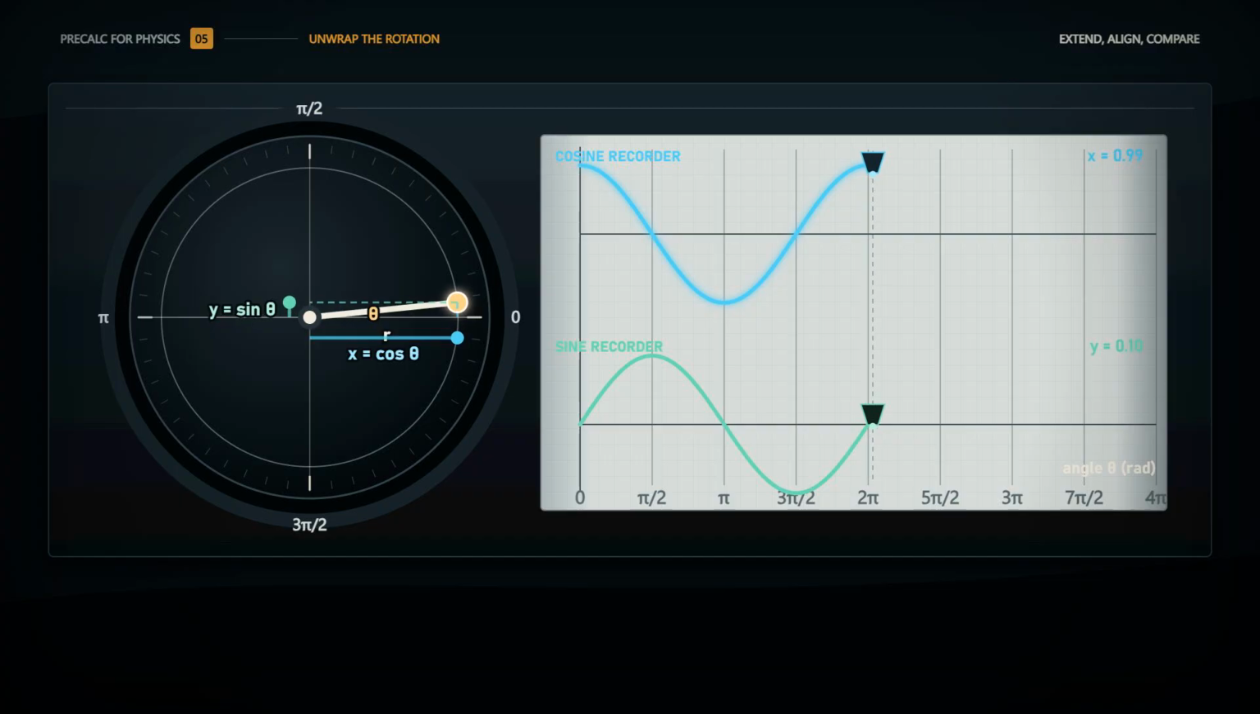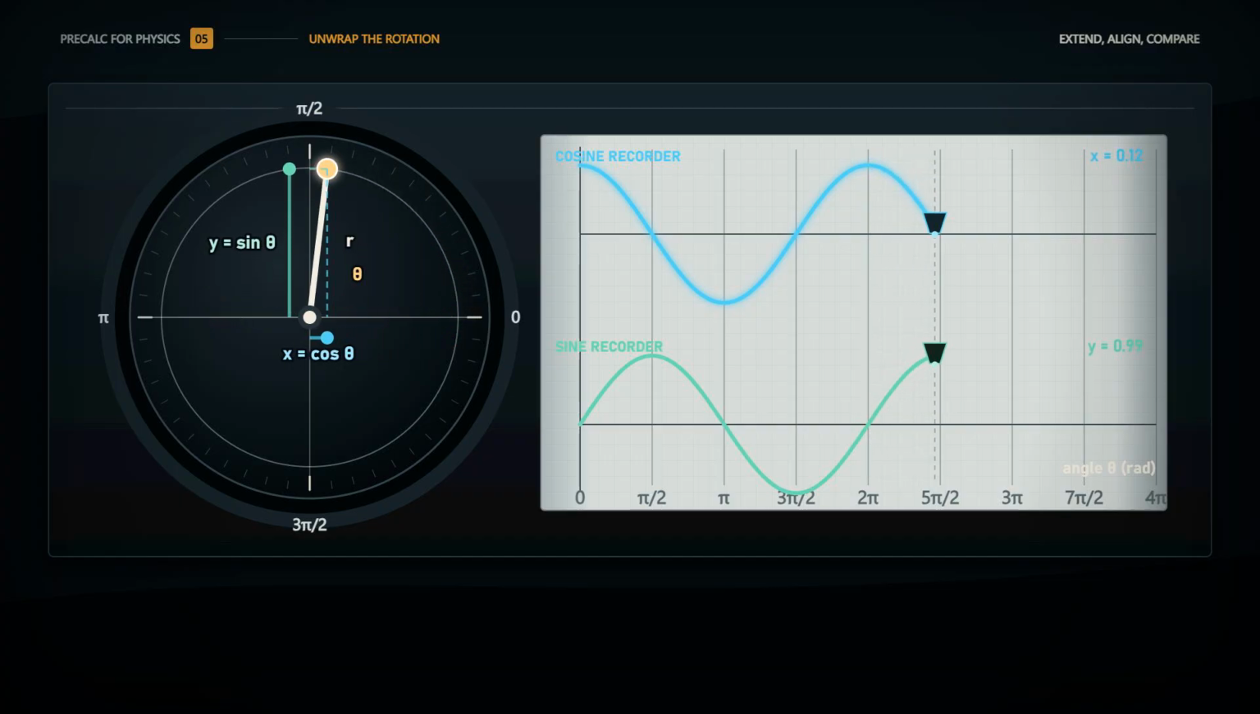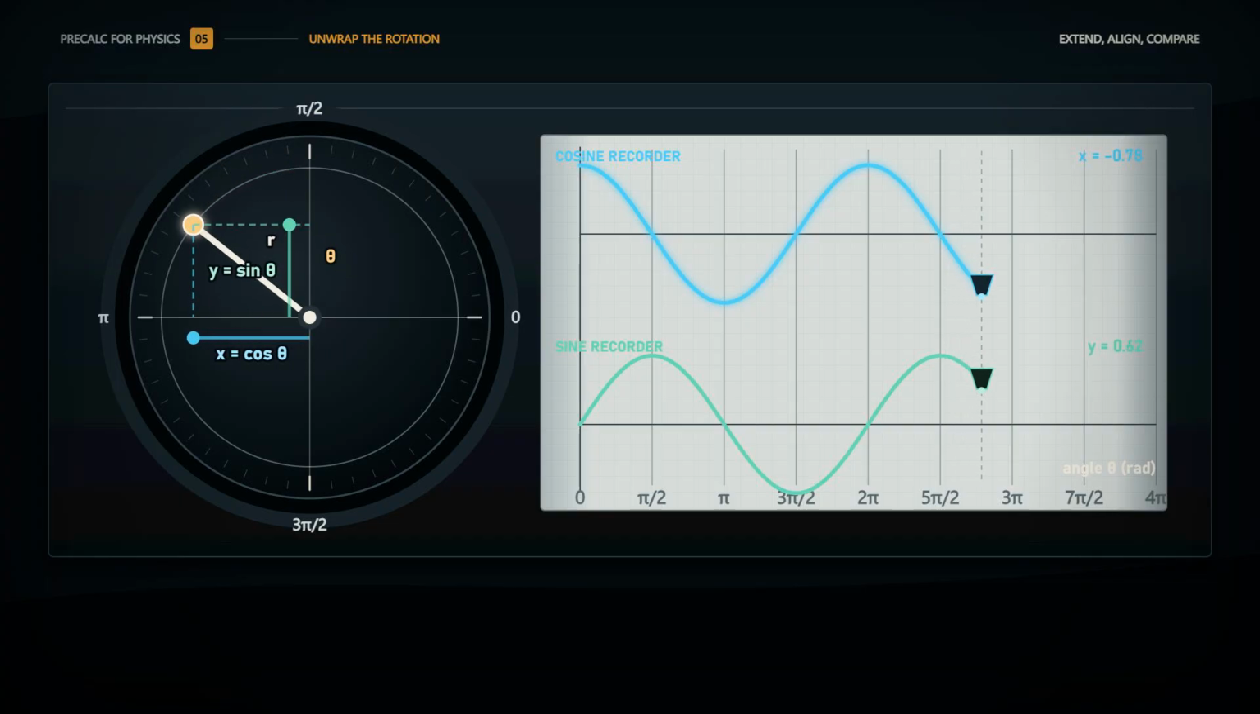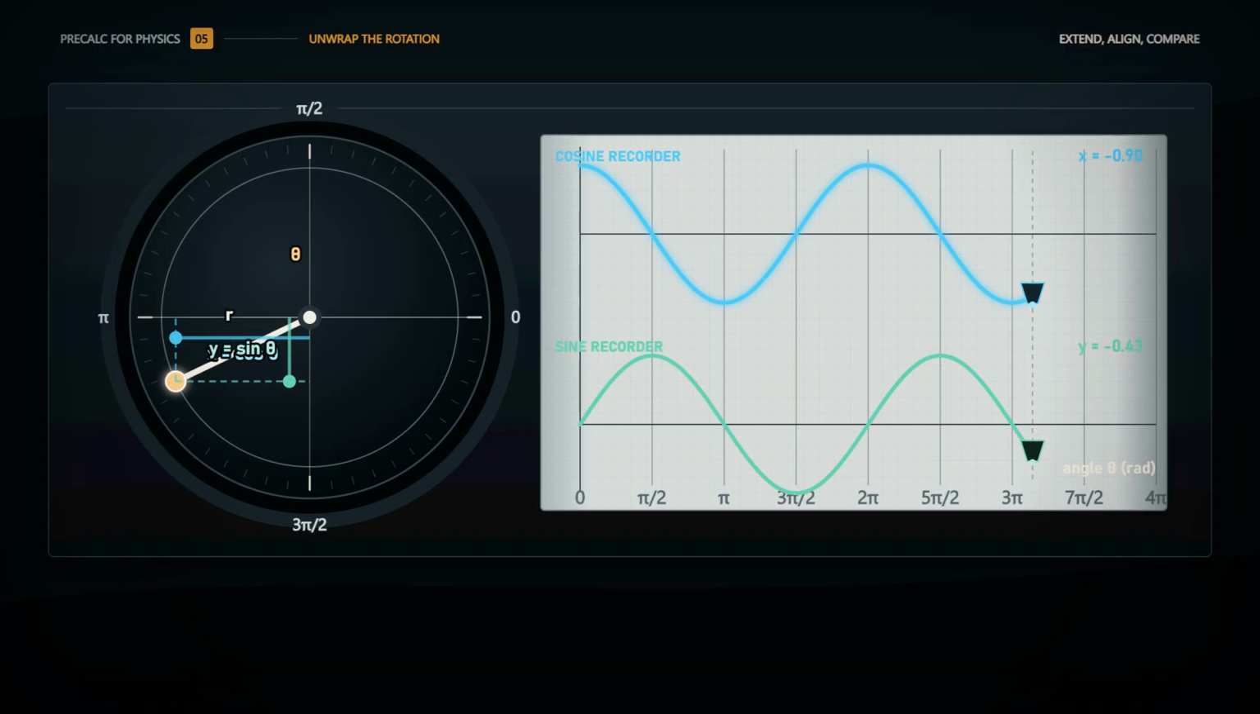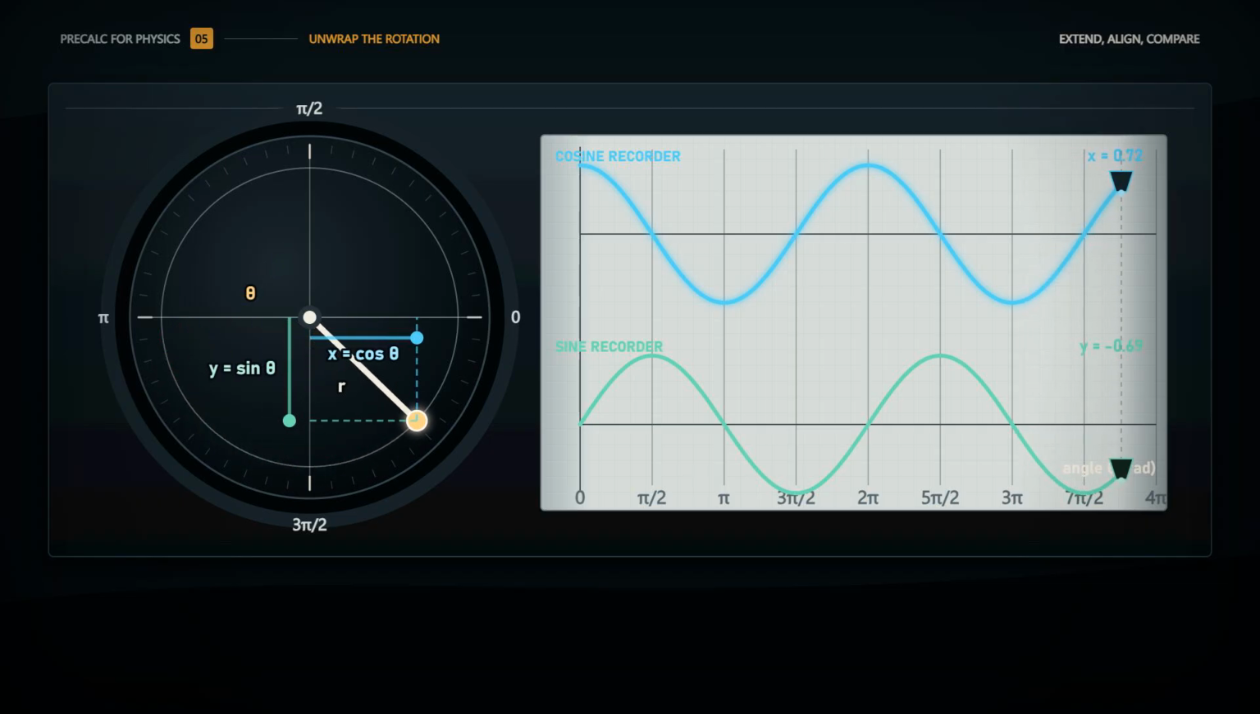Let the crank continue through another turn. Nothing resets. The same sequence of projection values repeats from 2 pi to 4 pi. Sine and cosine accept angles beyond one turn because their input records accumulated rotation.